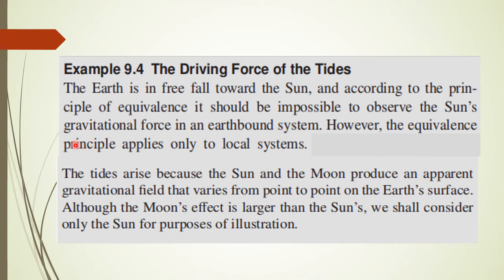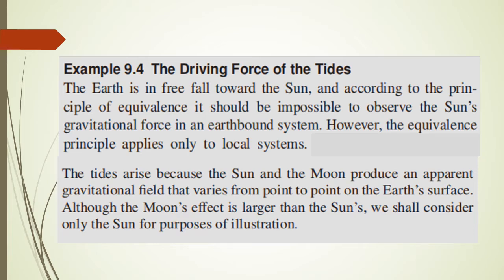However, the equivalence principle only applies to local systems. Now, our example is the driving forces of tides. The tides arise because the sun and the moon produce an apparent gravitational field that varies from point to point on the earth's surface. This apparent gravitational field is the cause of tides. Although the moon's effect is larger than that of the sun, we consider only the sun's gravitational field alone. So we are not taking the gravitational field of the moon.